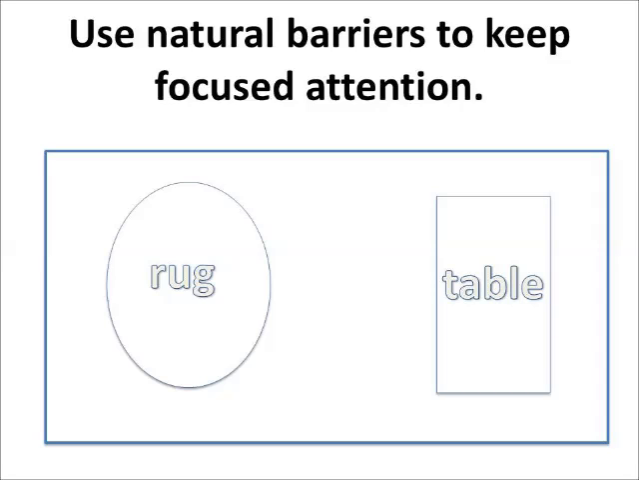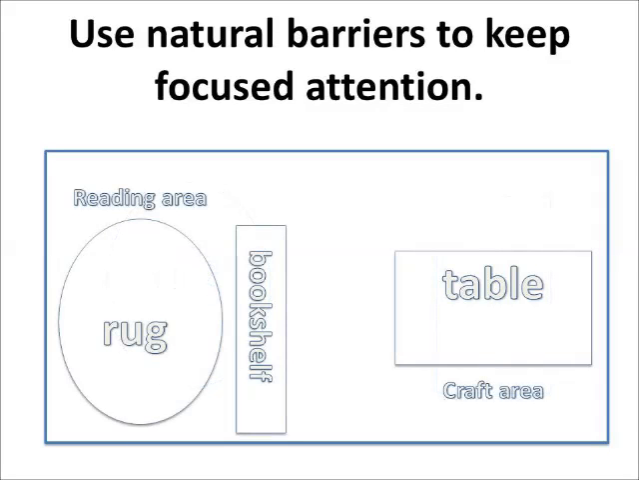Look at this picture. I have a large rug for story time and a table for crafts. They do not look like two distinct areas. Now watch when I add some natural barriers in the room. Just by adding a bookshelf in between the two areas, I have created a natural barrier, and now I have a sense of two distinct areas in my classroom.